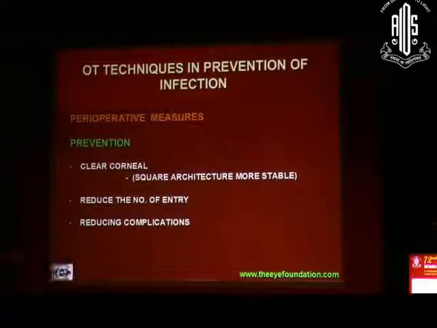Coming to the next is having a clear corneal incision. If you have a clear corneal, best with good integrity would be a square clear corneal incision, which is more stable compared to the others. So see that whatever your length of the tunnel matches with the length of the incision which you are going to use, and reduce the number of times you enter with your instruments into the anterior chamber, so that chance of contamination is also reduced.